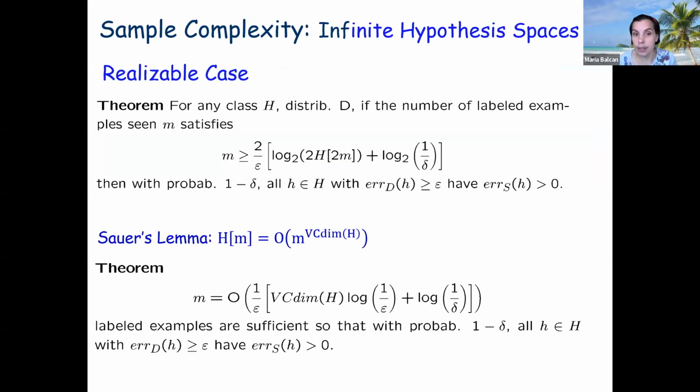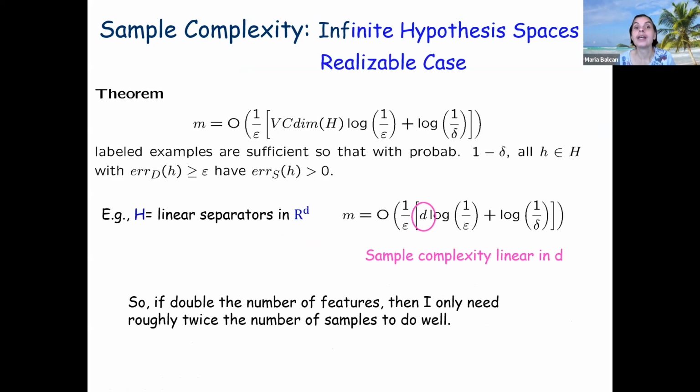Because of it, we can clean up this first bound that involves the shattering coefficient and get a very clean bound that looks like this. If the number of samples I see in the training phase is only the VC dimension of H over epsilon times the log of 1 over epsilon, that's sufficient so that with high probability we generalize. And I have here the bound for the realizable case. You can get similar bounds for the agnostic case.